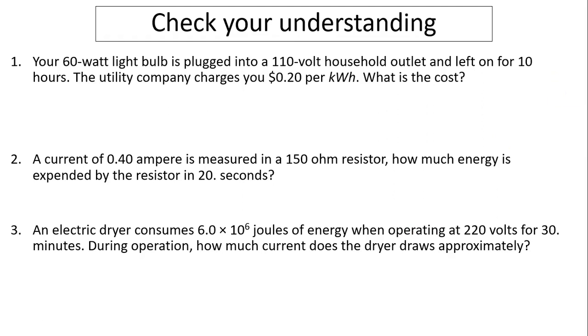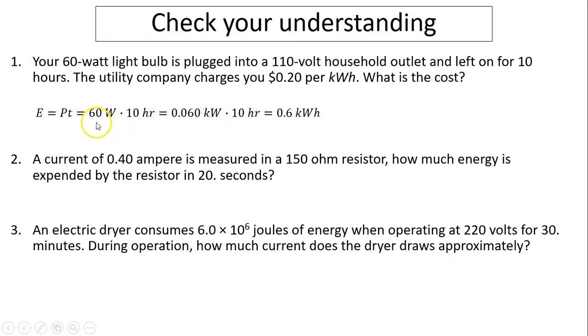Check your understanding. First example. Your 60-watt light bulb is plugged into a 110-volt household outlet and left on for 10 hours. The utility company charges you 20 cents per kilowatt hour. What is the cost? To find the cost, we have to see how many kilowatt hours are used burning a 60-watt light bulb for 10 hours. So E equals P times T, which is 60 watts times 10 hours. To convert this into kilowatt hours, we have to convert watts to kilowatts. So 60 watts is 0.06 kilowatts.